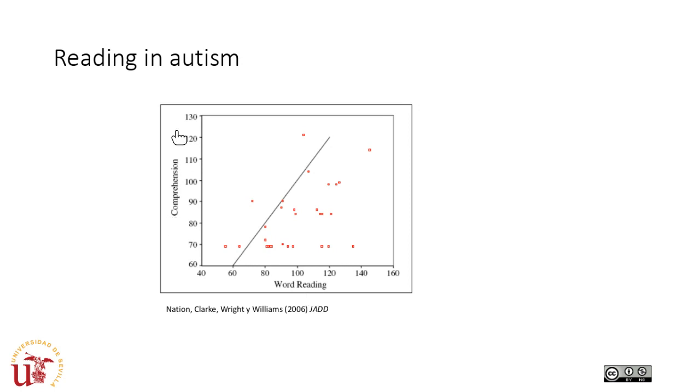And in the vertical axis, you have the same, but for reading comprehension. So these would be scores on a test for reading comprehension.